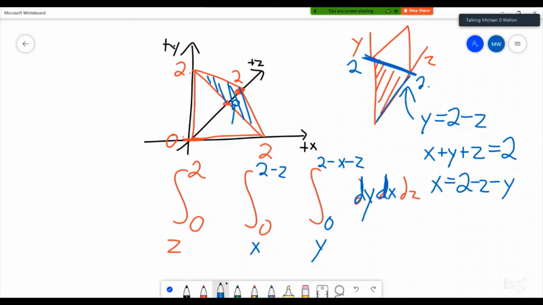Did that answer your question with how to change bounds of integration? Yeah, that was great. Thanks. Awesome.